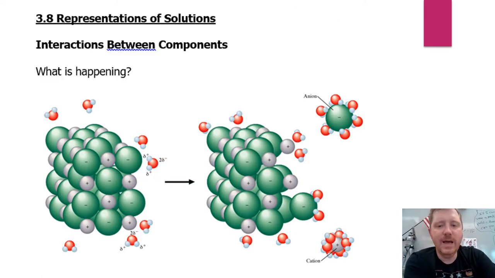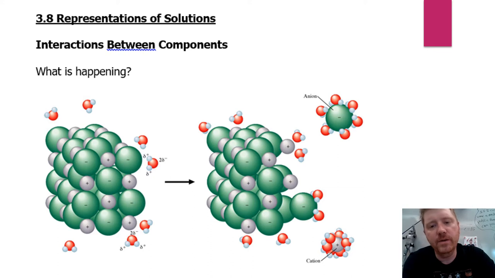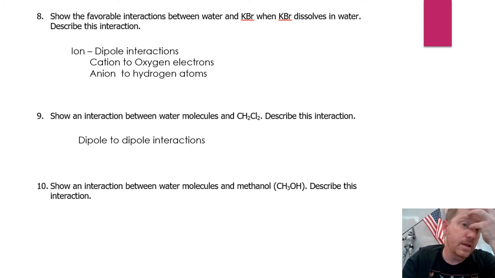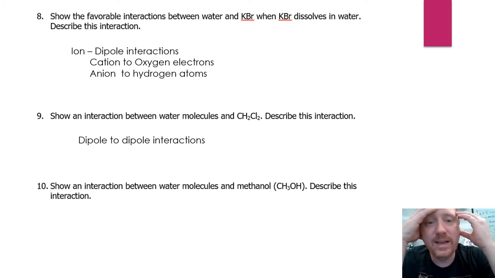Okay, what's happening when we dissolve things? When we dissolve things, the ions are being attracted to the water molecules and they're breaking them apart. And you could see that this anion here is surrounded by six water molecules. Since it's an anion with a negative charge, the hydrogen atoms are attaching to the anion. And then down here in the cation, the oxygen atoms are connecting to the cation. What type of interaction are we seeing there? Well, we're seeing ion-dipole interactions, the cation to the oxygen, the anion to the hydrogen.